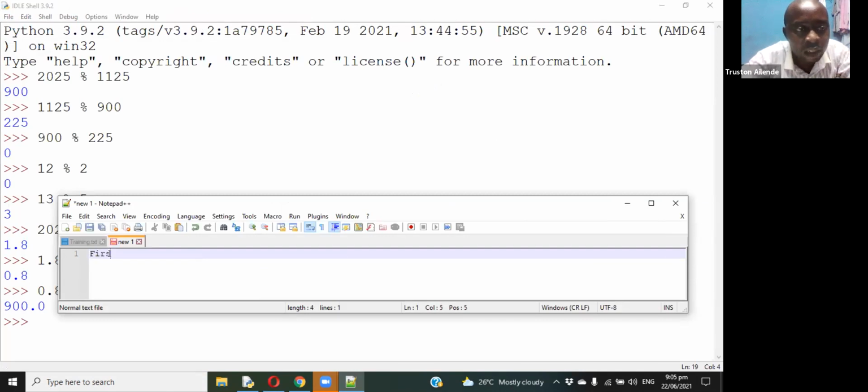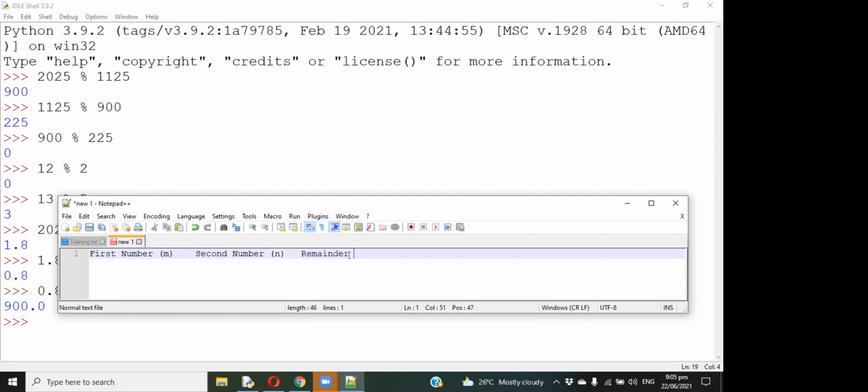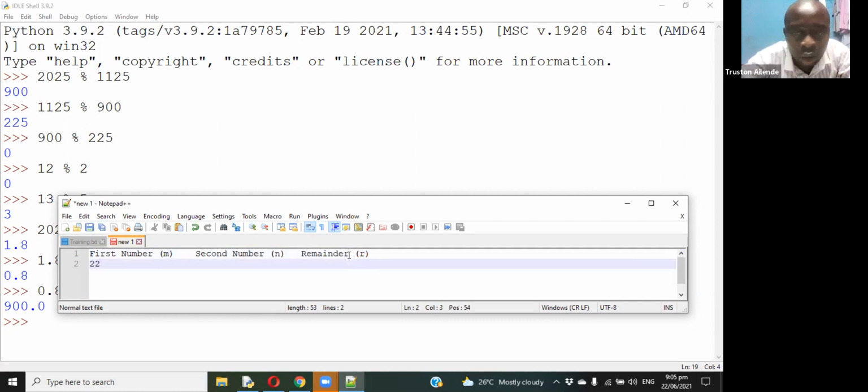So first number. If you read the book, you will understand what I'm saying. M. Second, so tab, second number, N. Please, I hope you guys can see this. Tab, remainder, R. So the first number is 2025, right? 1125. 900.